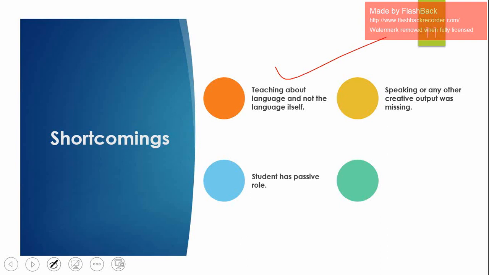Next, the student has a passive role, the teacher has the active role. The teacher is telling you the meanings, the teacher is giving you the passages, the teacher is telling you the grammatical rules. Then where is the student? They are just passive listeners. They have just the passive role, and little attention is paid to communication.